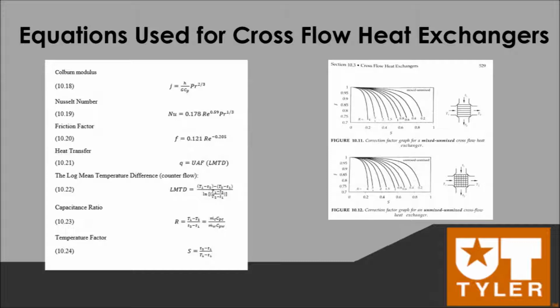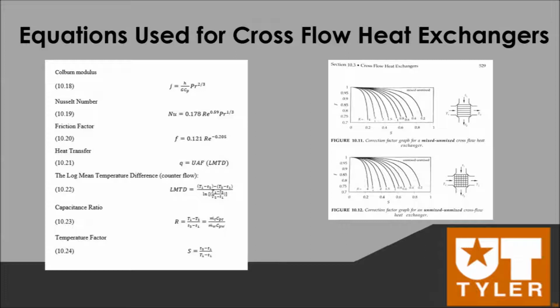Equation 10.19 is a Nusselt number that allows for finding the convection coefficient for the air side of the heat exchanger. The air side heat transfer coefficient is usually much smaller than that for the liquid side, so the contribution of the liquid coefficient to the overall heat transfer coefficient is negligible. Equation 10.20, the friction factor. The friction factor for the air coefficient is also obtained from empirical data for cross-flow heat exchangers.